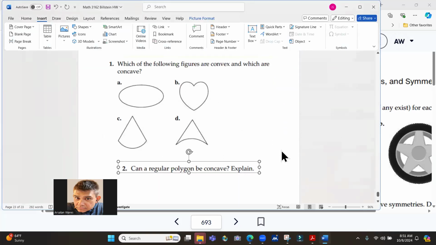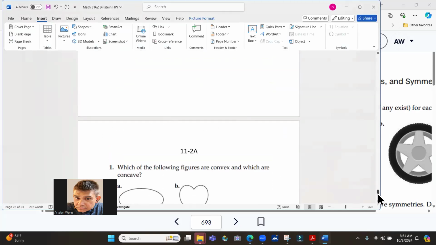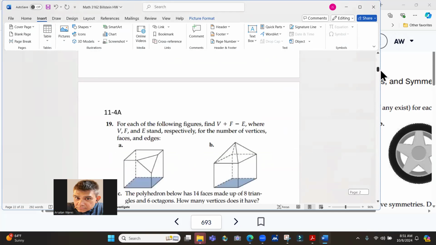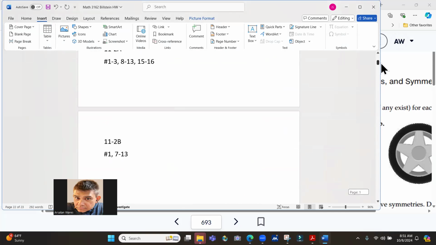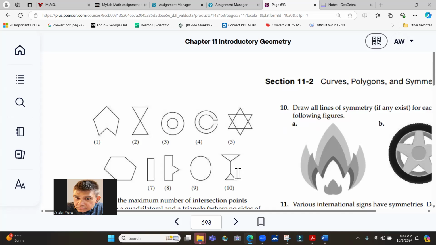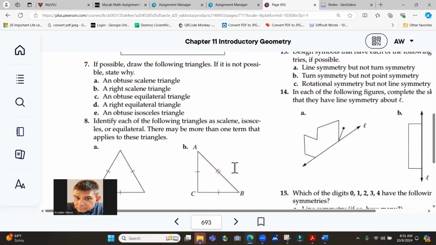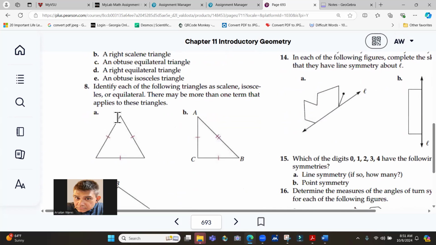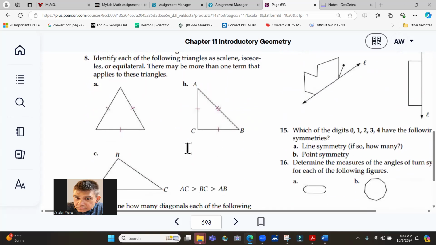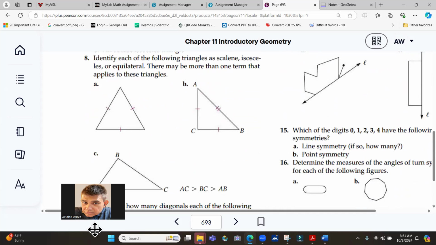Let me see what else is coming up. I want to do one with sides, diagonals, 8 through 13. Okay, this is a good one. Identify each of the following triangles. Let me see. Molly, do you still have questions? By the way, I'm talking to everybody.